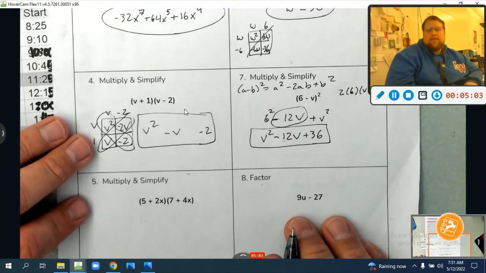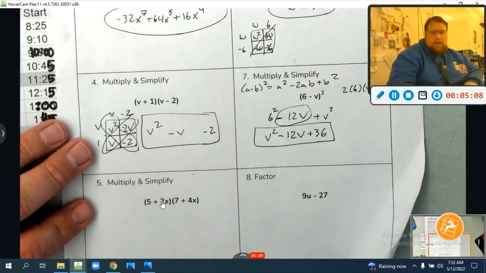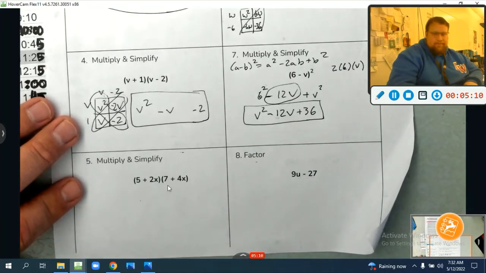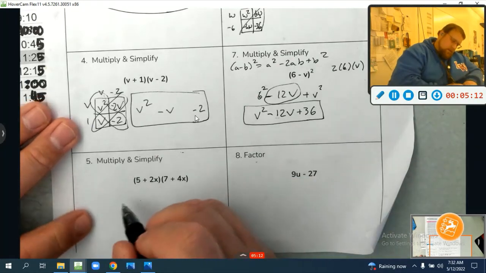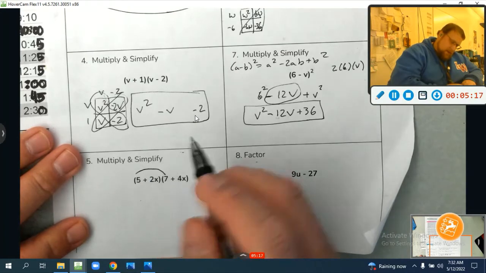See how I organized it after the fact? Makes it much easier, I think, anyway. All right, right here, no specials right there. We're just going to straight up multiply it. You know what? I'm going to do it with FOIL. So first, it's 35.